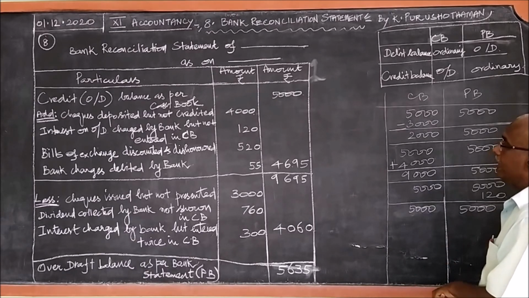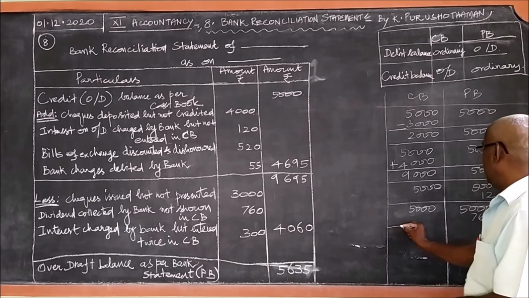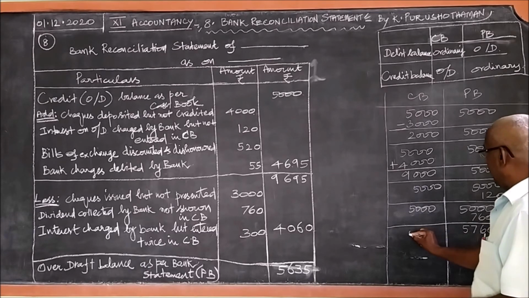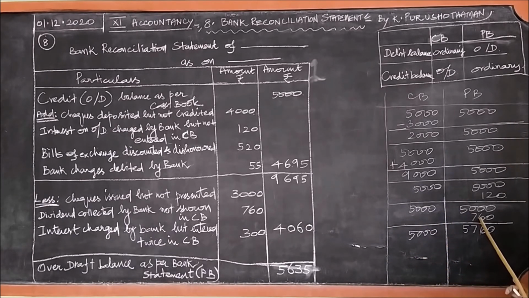That is called dividend. That is collected by the bank. That is 760 rupees. It is collected by the bank, and therefore in the bank only the balance will be higher. That is more. But in the cash book, what must we do? Here this 5,000 will remain the same, because this dividend is collected by the bank.